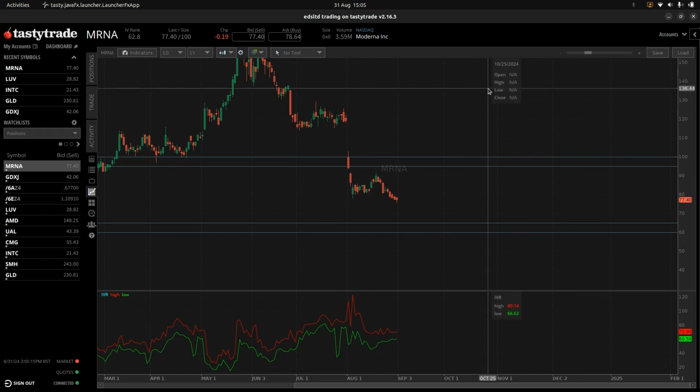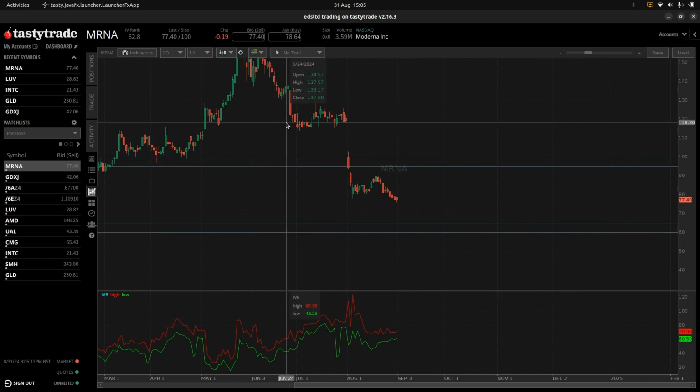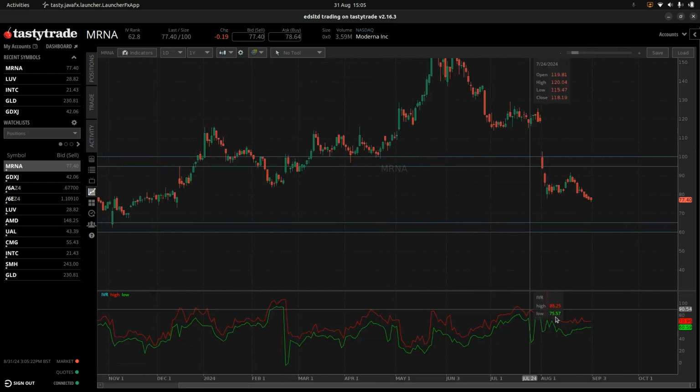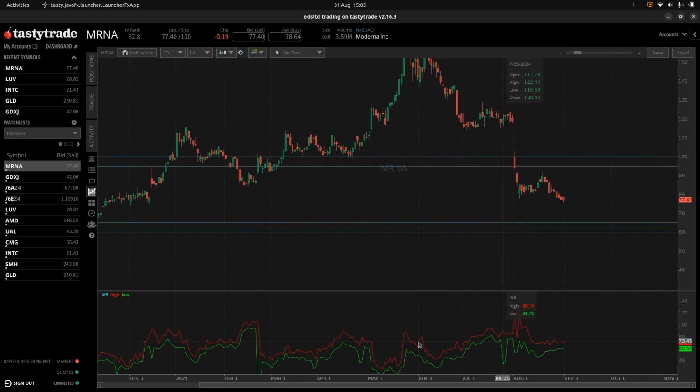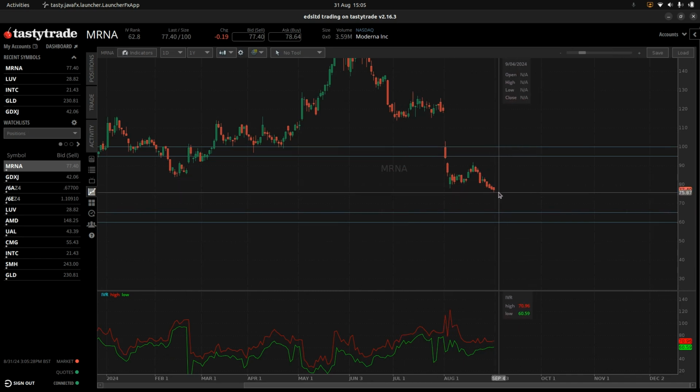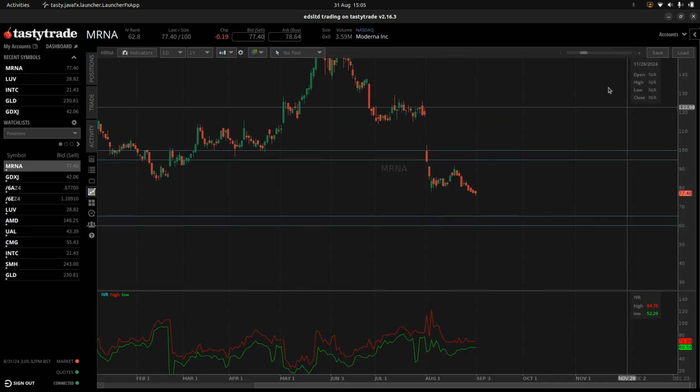So mRNA, it's got a lovely IV rank of 62.8. As we can see, IVR is fairly high compared to recent times. We are in the range. Market has been moving sideways a little bit recently after this gap down, and as long as we stay within that range, I think we'll be completely fine. I don't think we've got anything to worry about.